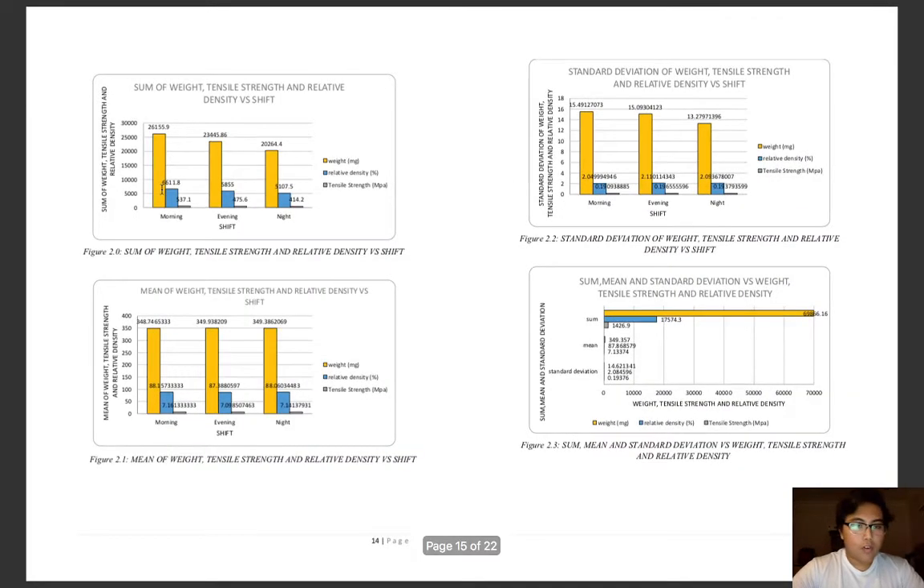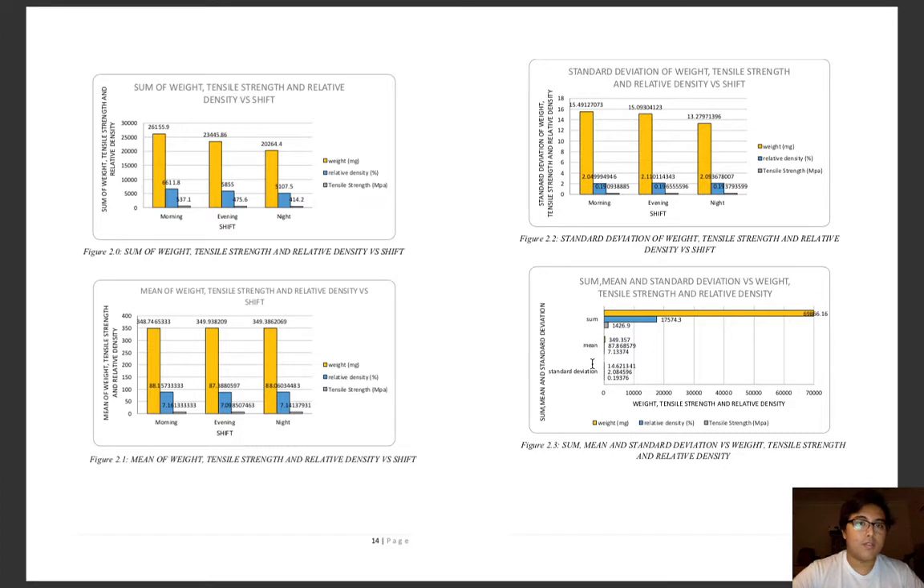So for figure 2.0, we can see the value of sum for the morning shift is slightly higher than the evening and night shift. From figure 2.1, we can see that the value of mean for every category is slightly different, where the mean for morning is quite higher than the mean for evening and night. The next one is figure 2.2. We can conclude that the standard deviation for morning is also slightly higher than the other shifts.